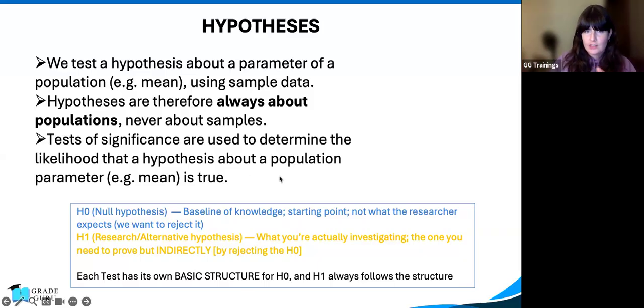And we use a test of significance to determine the likelihood that a hypothesis about a population parameter, such as the mean, is true. If we look at the bottom, our H0 is called our null hypothesis, and this is our baseline of knowledge. It's our starting point for our research study. Basically, when you do your own research, you're going to read everything and anything that any other researcher has written about your topic. So all the previous research done on your topic is your baseline. That's what helps you establish what your H0 is.